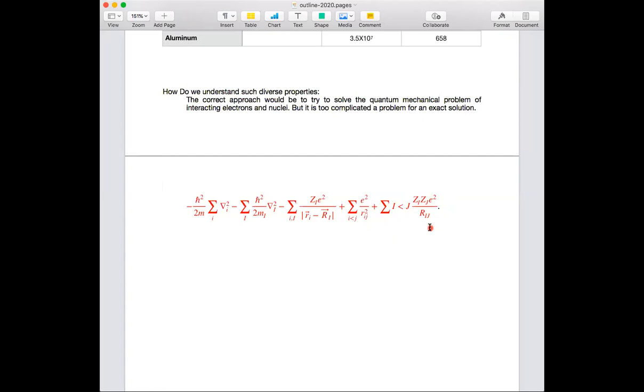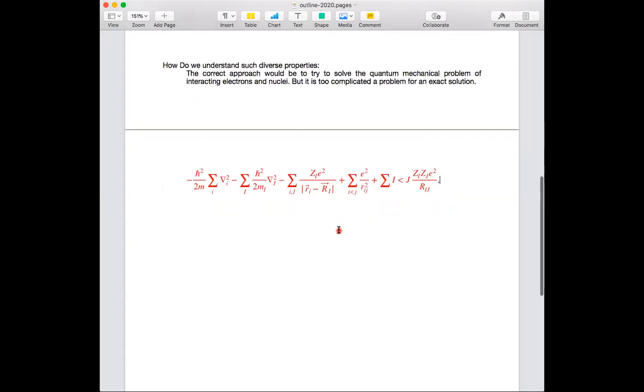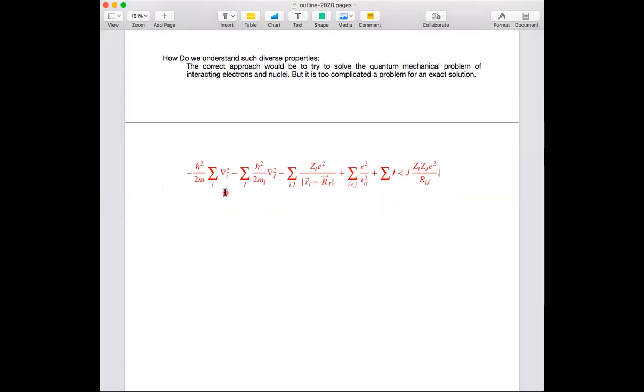But solving such problems is notoriously difficult, and we won't even go close to that in this course. Although these days we can solve such equations within certain approximations. But the simplest theory one can start from is you just forget all the terms except the first one. So you consider only the kinetic energy operator for the electrons. In other words, you consider the electrons to be free particles inside the metal.